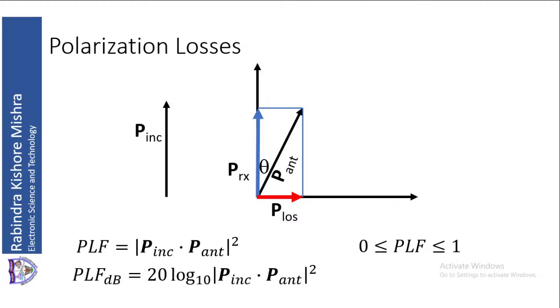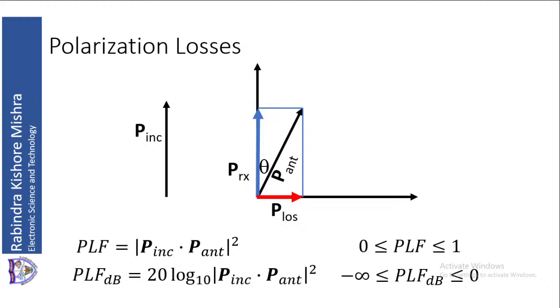If you express it in dB, then PLF in dB will be 20 log10 of P_incident dot P_antenna. So this square will not be there on the right hand side. Now the limit will be minus infinity ≤ PLF dB ≤ 0.